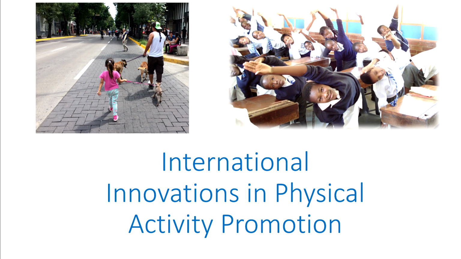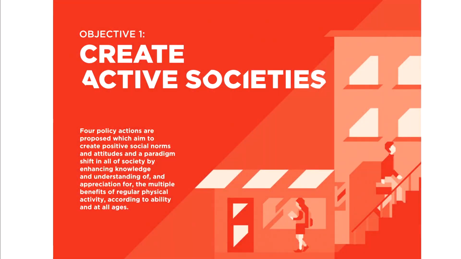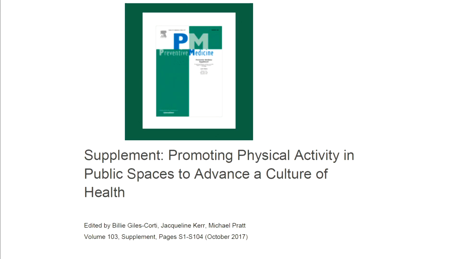And so what can we learn from different countries? So here on the left, this is a ciclovia or open street in Guadalajara, Mexico. On the right is a little activity break in a South African school. So we're going to start with creating active societies. So this should look familiar from Fiona's presentation.